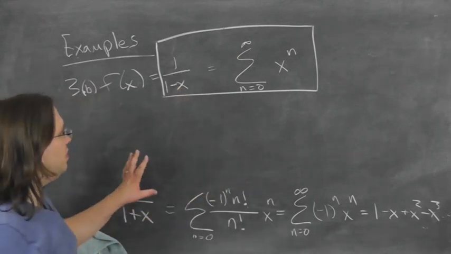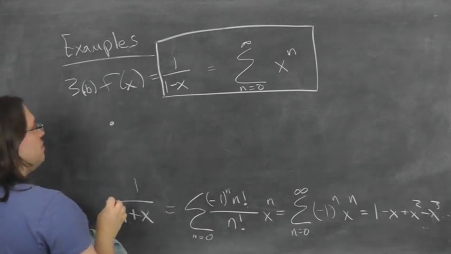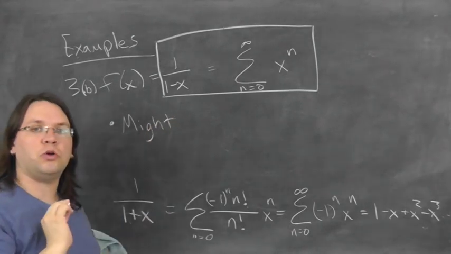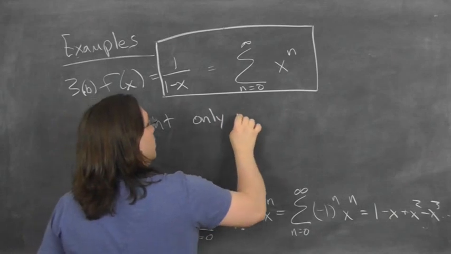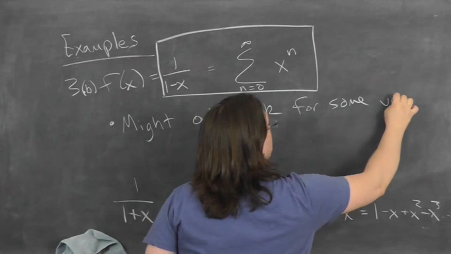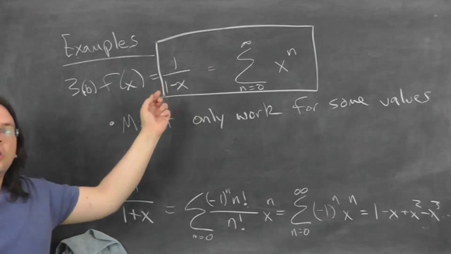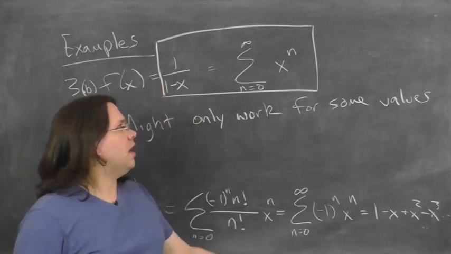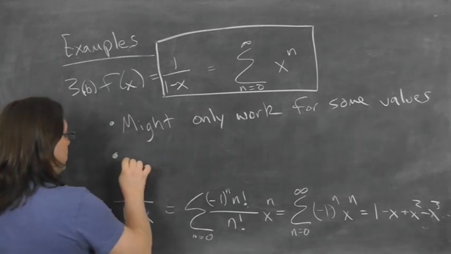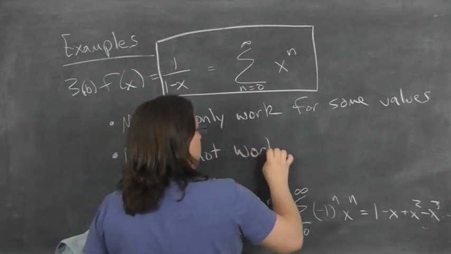Now this is a great example because these two functions show that, first of all, if you compute your Taylor series or your Maclaurin series, it might only work for some values. So you can see from this formula that if we plug in x equals 1, something bad is going to happen because it will be 1 divided by 0. And it's important to point out that it might not work at all.